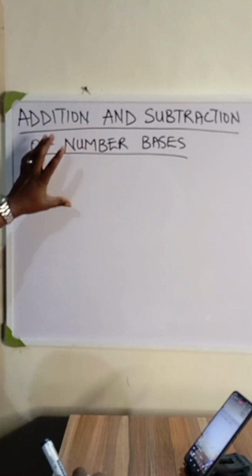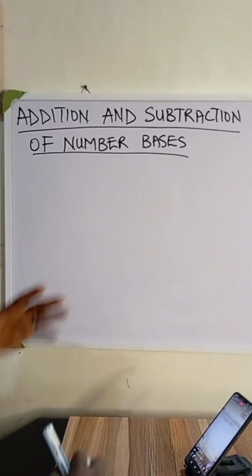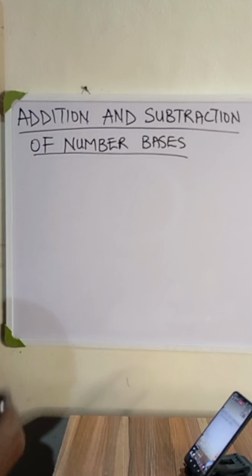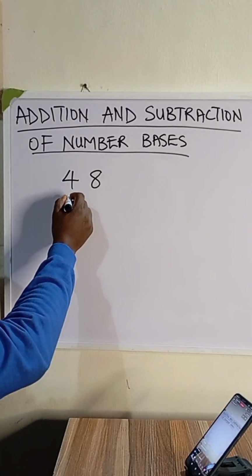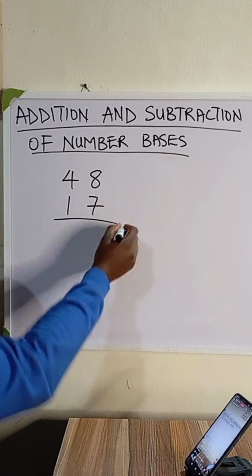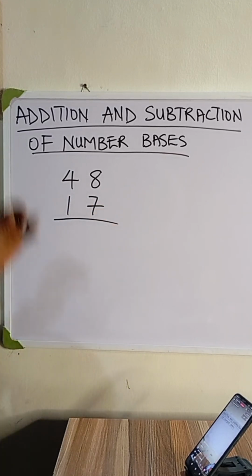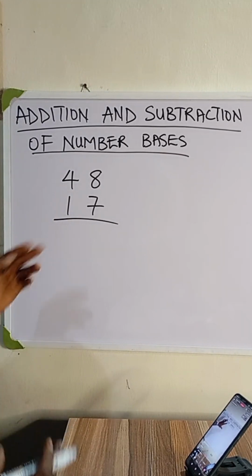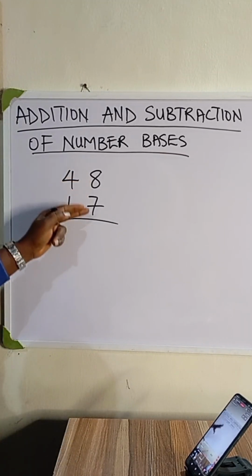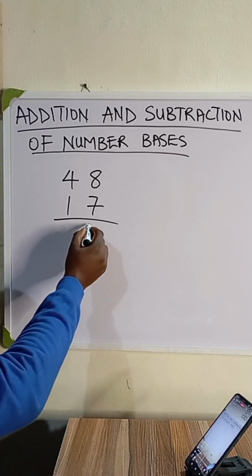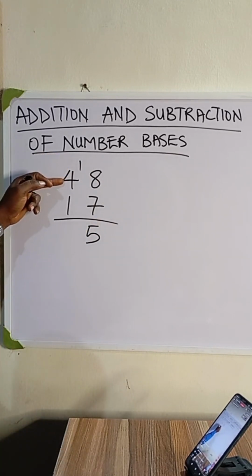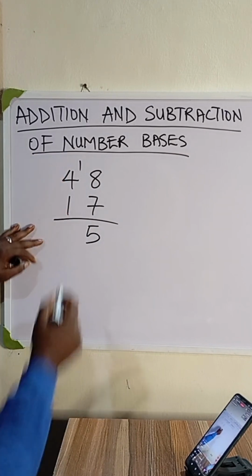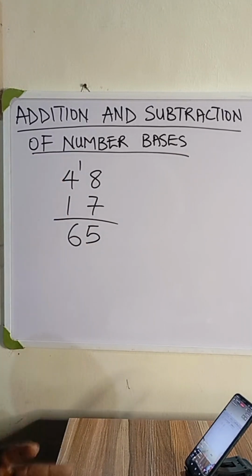Addition and subtraction of number-based systems. So if you are given, for example, 48 plus 17, assuming this is base 10, all you need to do is 8 plus 7 gives you 15, so you write 5 and bring 1 over here. 1 plus 4, 5 plus 1, 6. This will give us 56.